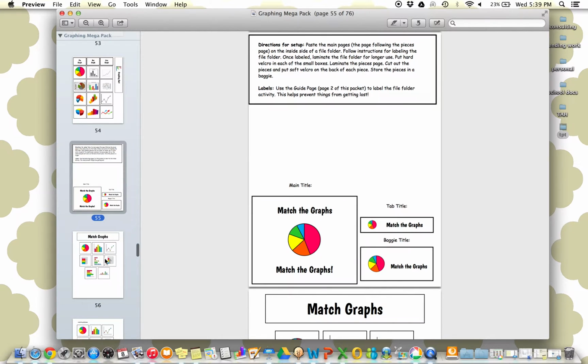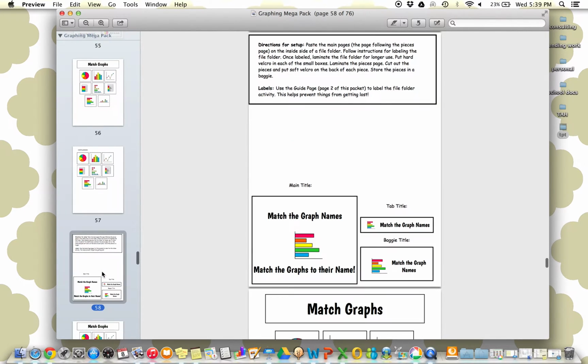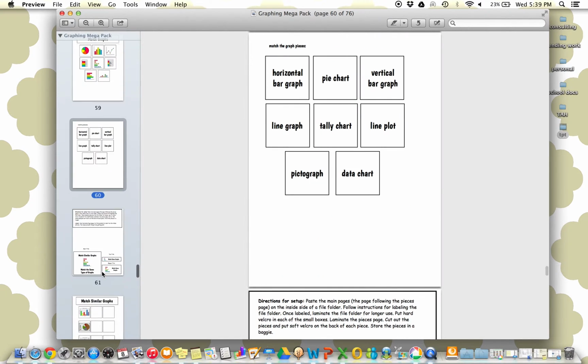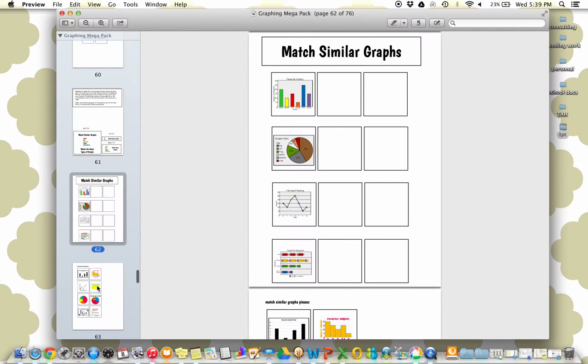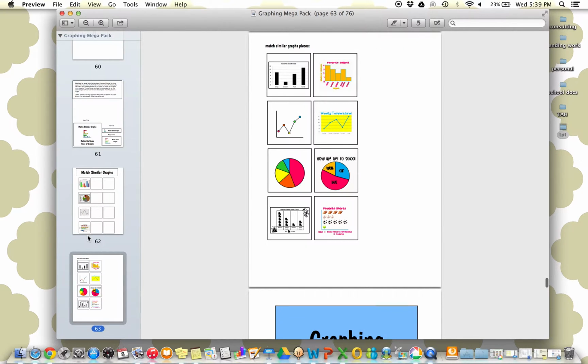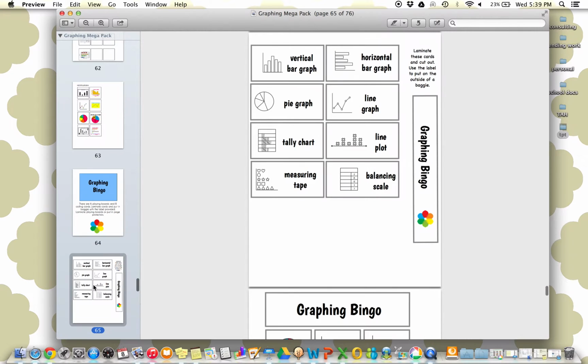Then we have a file folder just for matching the basic graphs, matching the graphs to the names, and then matching similar graphs. So looking at, again, seeing the same types of graph and what's similar and what's different about them. Then we have graphing bingo.